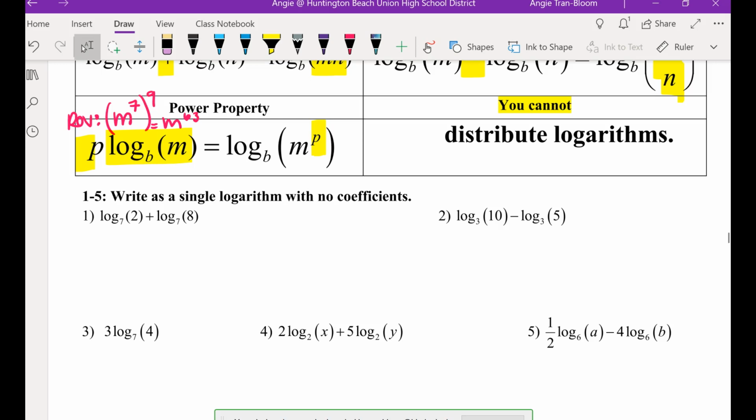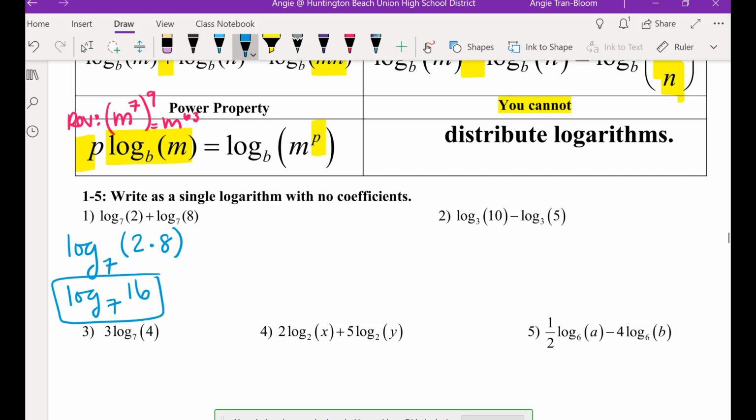Good. Write as a single log with no coefficient. Number 1. Can you tell me, is that one single log? No, that's 2 logs right now. How do we rewrite it as a single log? Are the bases the same? Yes. Is it addition, subtraction, multiplication? Addition. Addition of log becomes multiplication. 2 times 8. Simplify that for me. Log base 7 of 16. You can put parentheses around the 16, or you don't have to, since 16 is just one number.